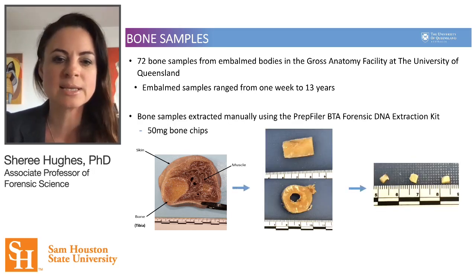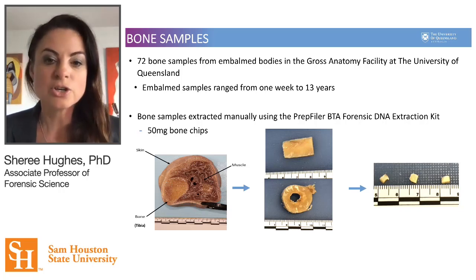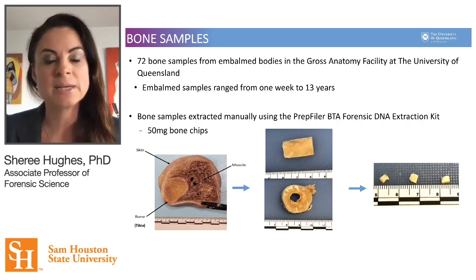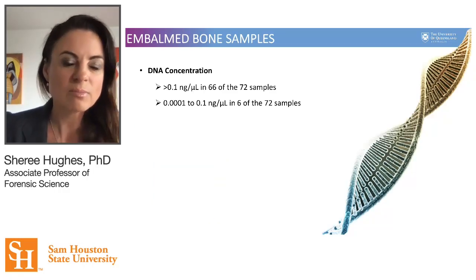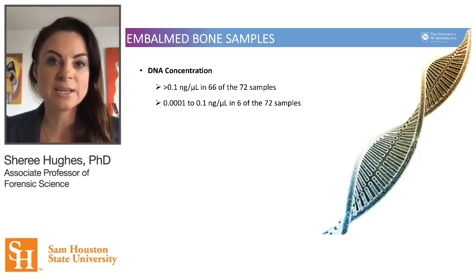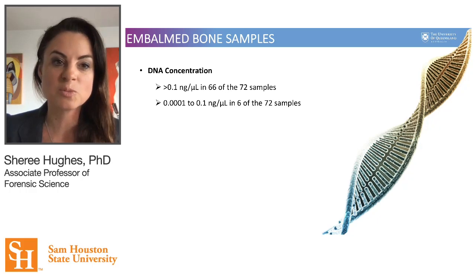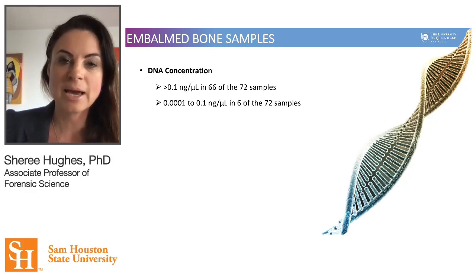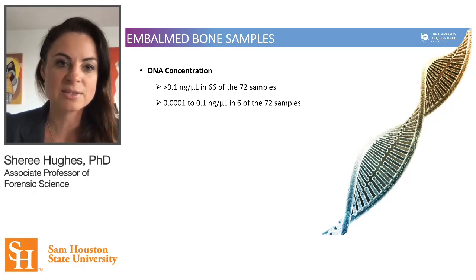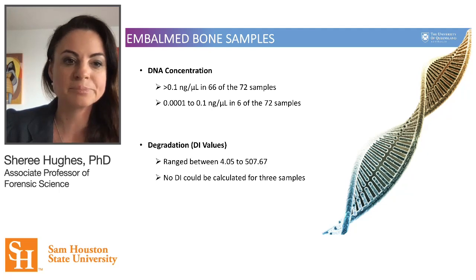And we employed the same DNA extraction method as what I've previously described in this talk, using the bone chipping method with the BTA kit for DNA extraction. We recovered a range of DNA concentrations as we would expect, but for the majority of the samples we actually recovered more than 100 picograms per microliter to be able to amplify for STR analysis. We had very few samples with very small amounts of DNA.